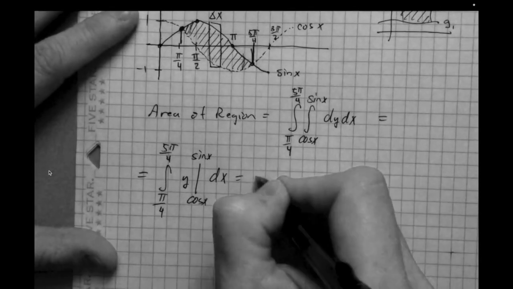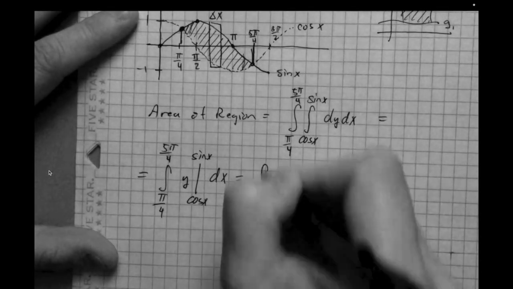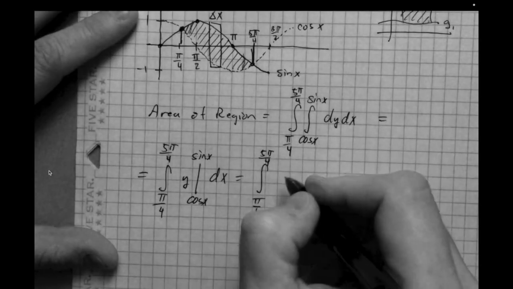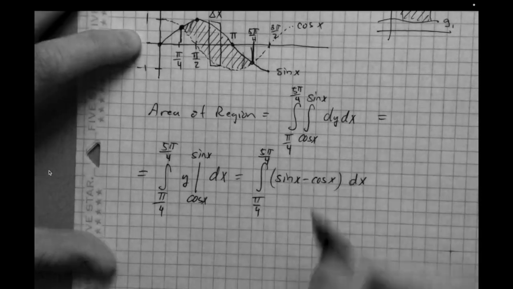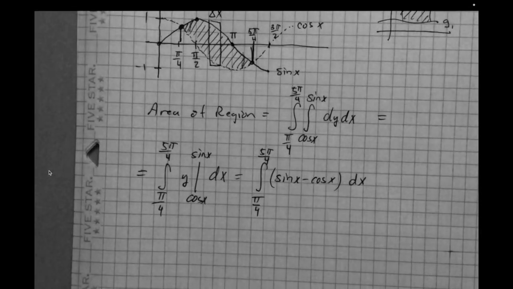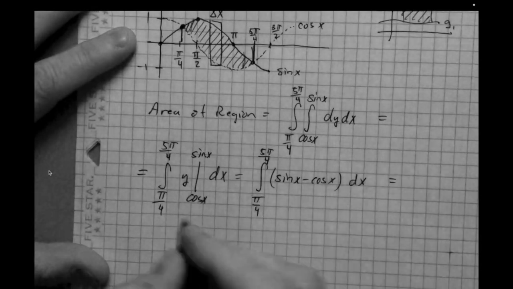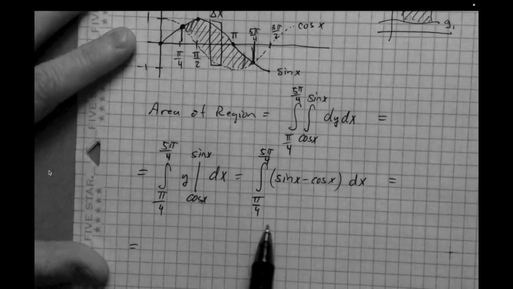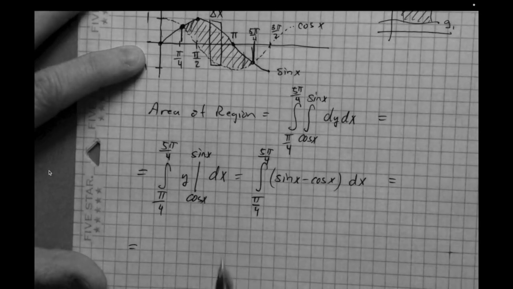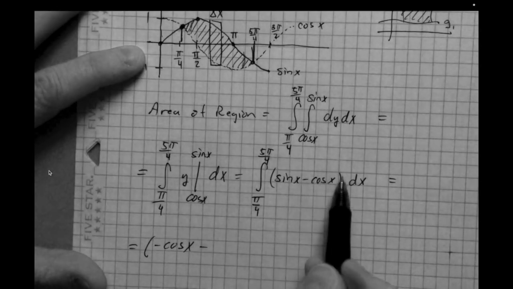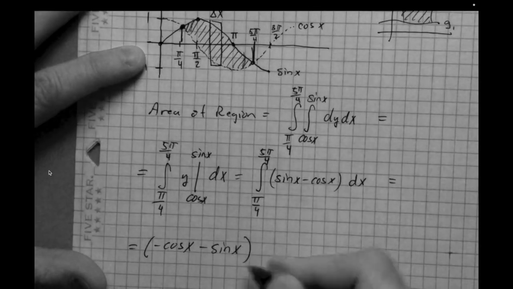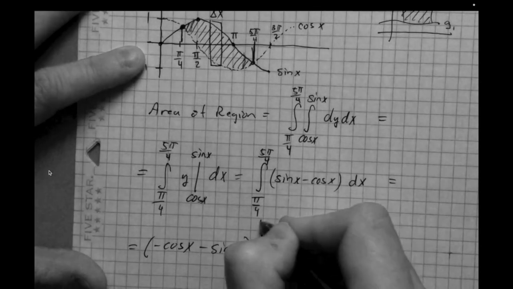And so that means it's pi over 4 up to 5 pi over 4, and it's going to be sine of x minus cos x. Now at this point you're basically back to the g2 minus g1 definite integral that we saw back in Calc 2. Can we integrate that? Yep, the sine x becomes negative cos x. So you're going to get a negative cos x, and then minus, and then the cos x becomes sine x. And that's going from pi over 4 to 5 pi over 4.